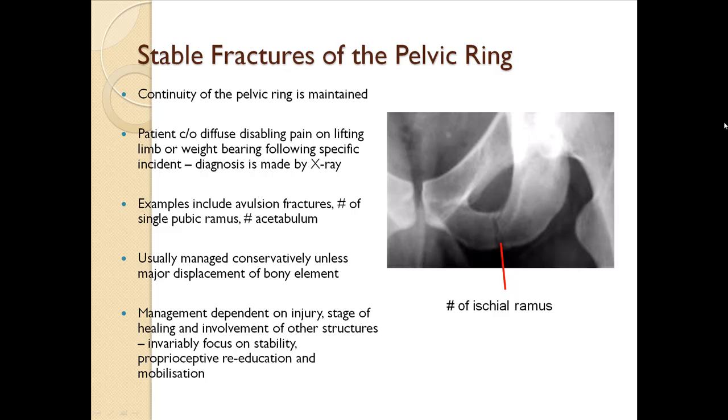Here we can see a fracture of the ischial ramus or the ischiopubic ramus, and it's a stable fracture because the superior pubic ramus has remained intact, so the pelvic ring appears normal. These sorts of injuries, often the individual will come in describing pain on strong contraction of the adductors. The management of a stable fracture is very much dependent on the injury, the stage of healing, and the involvement of other secondary structures. From a rehabilitation point of view, the focus is usually on stability, proprioceptive re-education, and mobilization, maintaining mobility of the hip joint itself and of the spine.